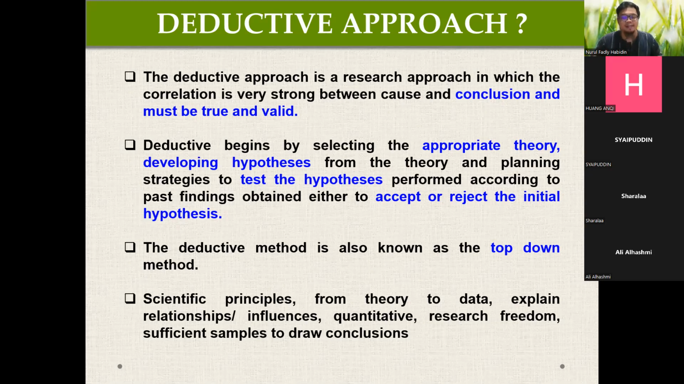Deductive begins by selecting an appropriate theory and developing hypotheses. If you study qualitative, there is no need for hypotheses. But for deductive, meaning quantitative, we need to select an appropriate theory and develop hypotheses from the theory. The hypothesis comes from theory. If you don't have a theory, how can you develop the hypothesis?